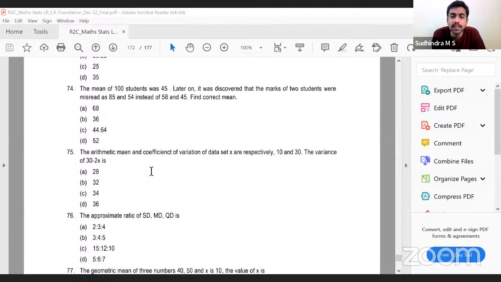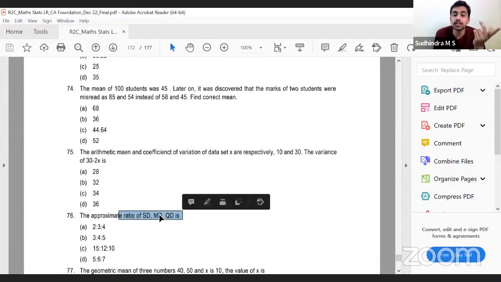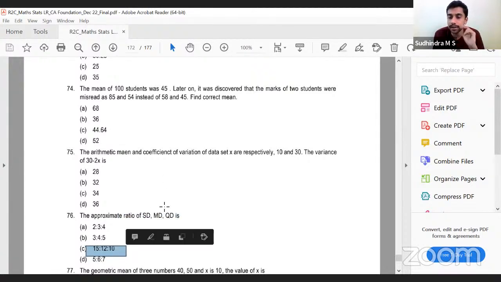Approximate ratio of standard deviation, mean deviation, quartile deviation. I think this is better if we discuss the next chapter, theoretical distribution, and then come to this question. Answer is 15:12:10. How, we'll discuss once we discuss theoretical distribution chapter.